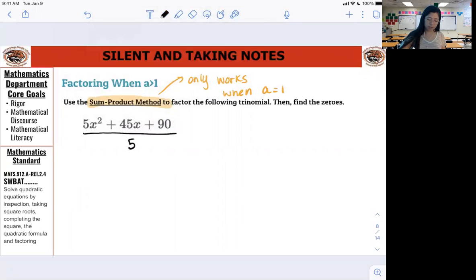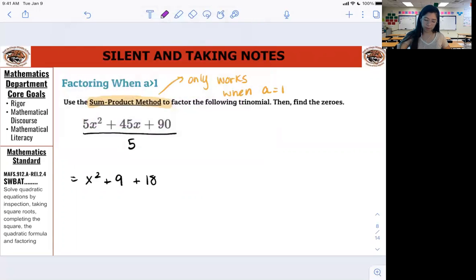Now let's see what happens. I end up with 5 divided by 5, I get 1. So I end up with x squared plus, I saw in the chat someone already said 45 divided by 5 is not 7, that's 35 divided by 5. 45 divided by 5 is 9. 90 divided by 5 is 18. And now we're good. Now we can do the sum product method the same way we were doing it before.